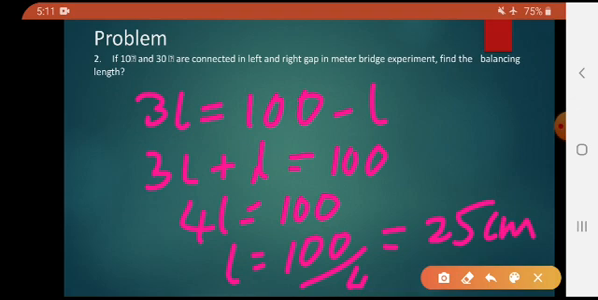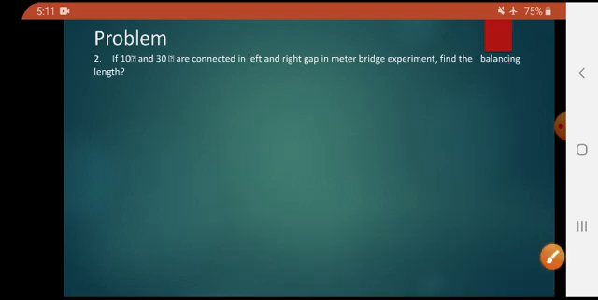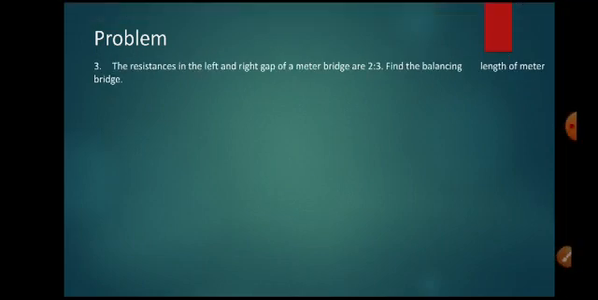So from the left side, where the battery positive terminal is connected, at the length of 25 centimeter you will get the Ig value equals 0. So the balancing condition distance L is 25 centimeter, where the 10 and 30 ohms of resistance are connected in between the two gaps.